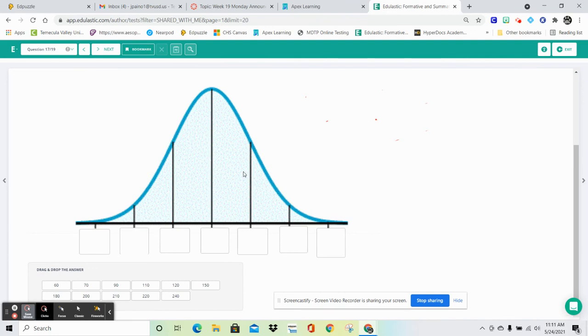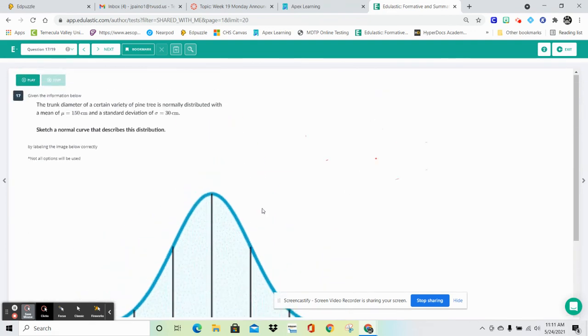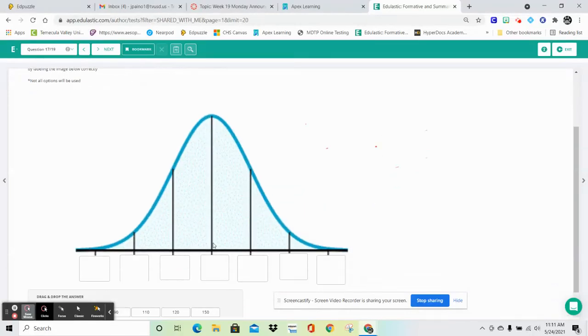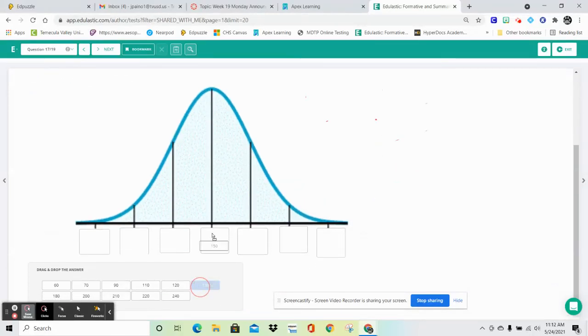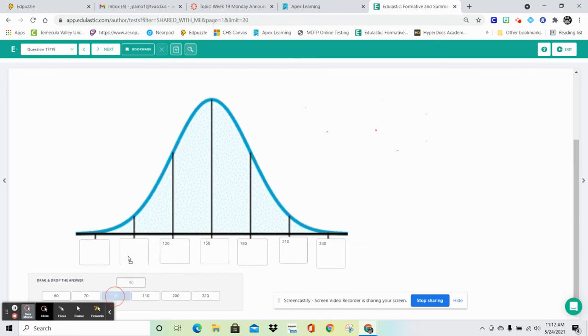All right, so when we're labeling the normal curve, we're going to put the mean in the middle. So the mean was 150. And then each standard deviation is 30, so you just kind of count by 30s here. 180, 210, and another standard deviation would make that 240. And then coming smaller, subtract 30, so 120, then 90, and then 60.